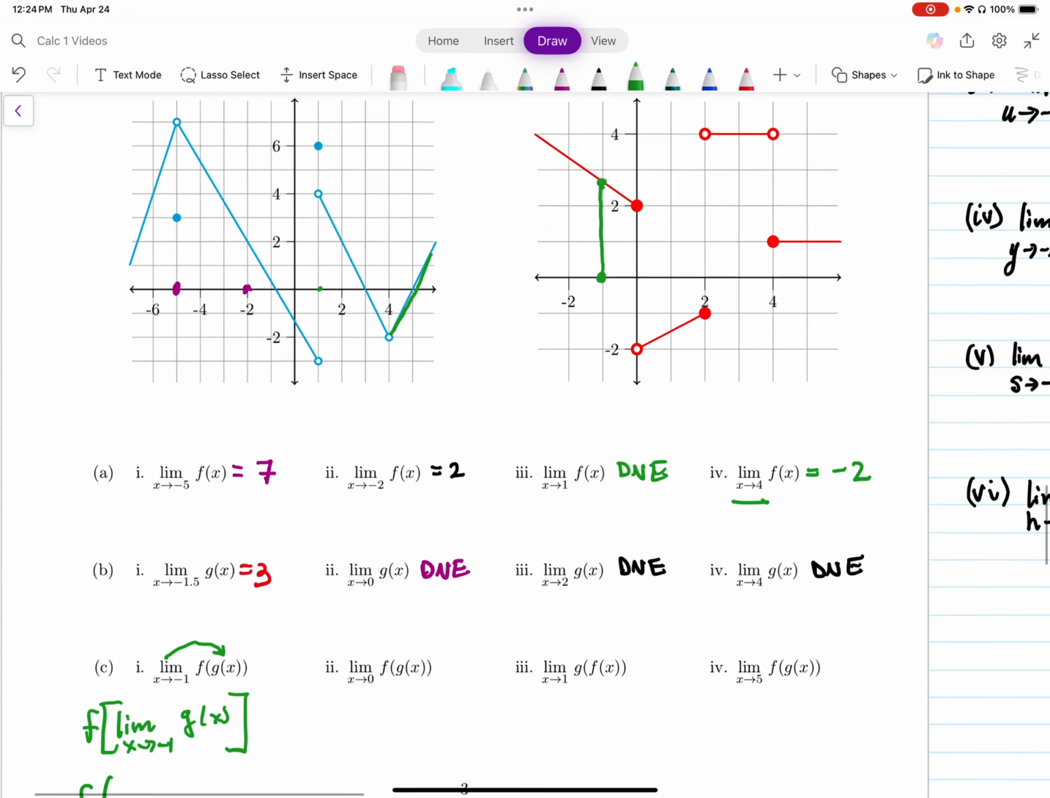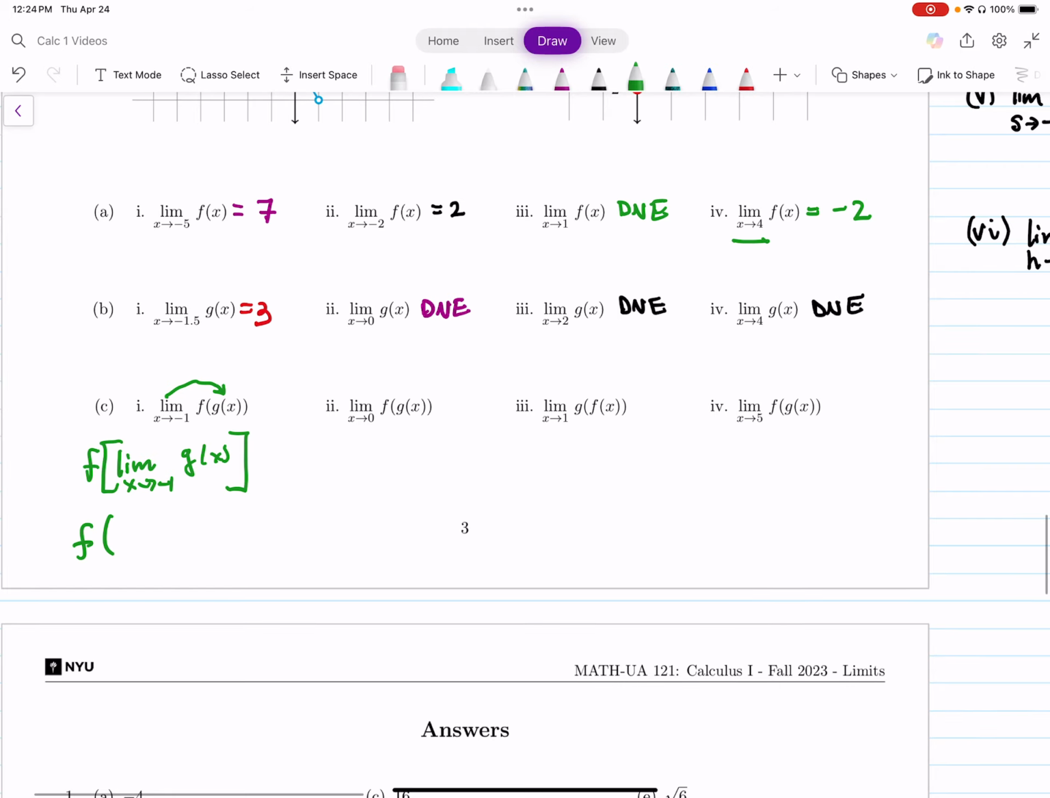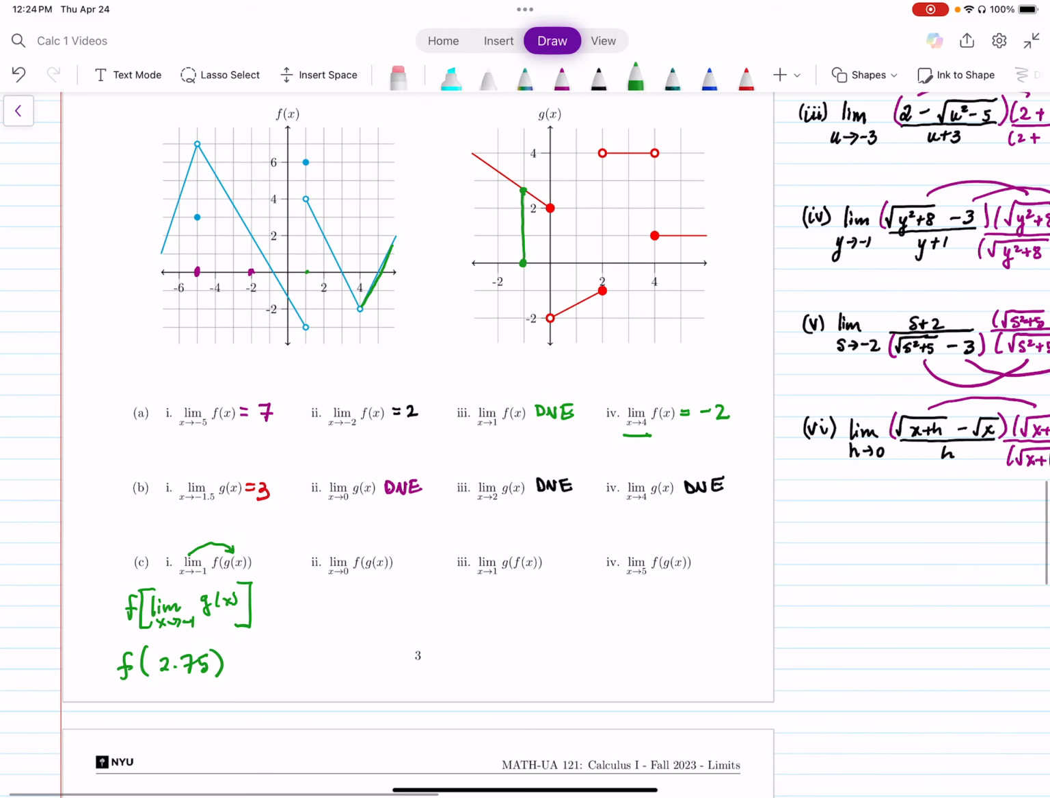So it's f of, what do we say it went to? As we approach -1, it looks like we're going to 2.75. So f of 2.75, it looks like. So then we just come over here to 2.75, and maybe it is, we'll just approximate and say that it is 1.